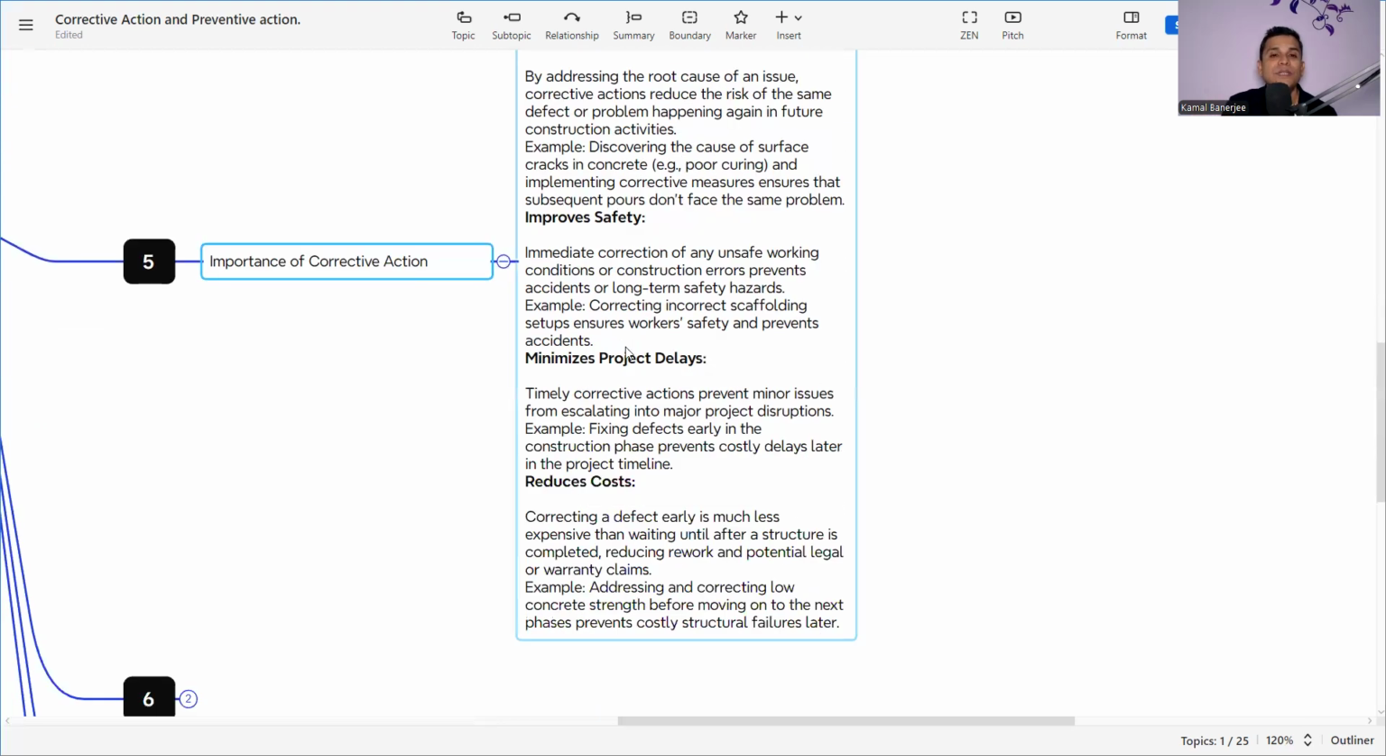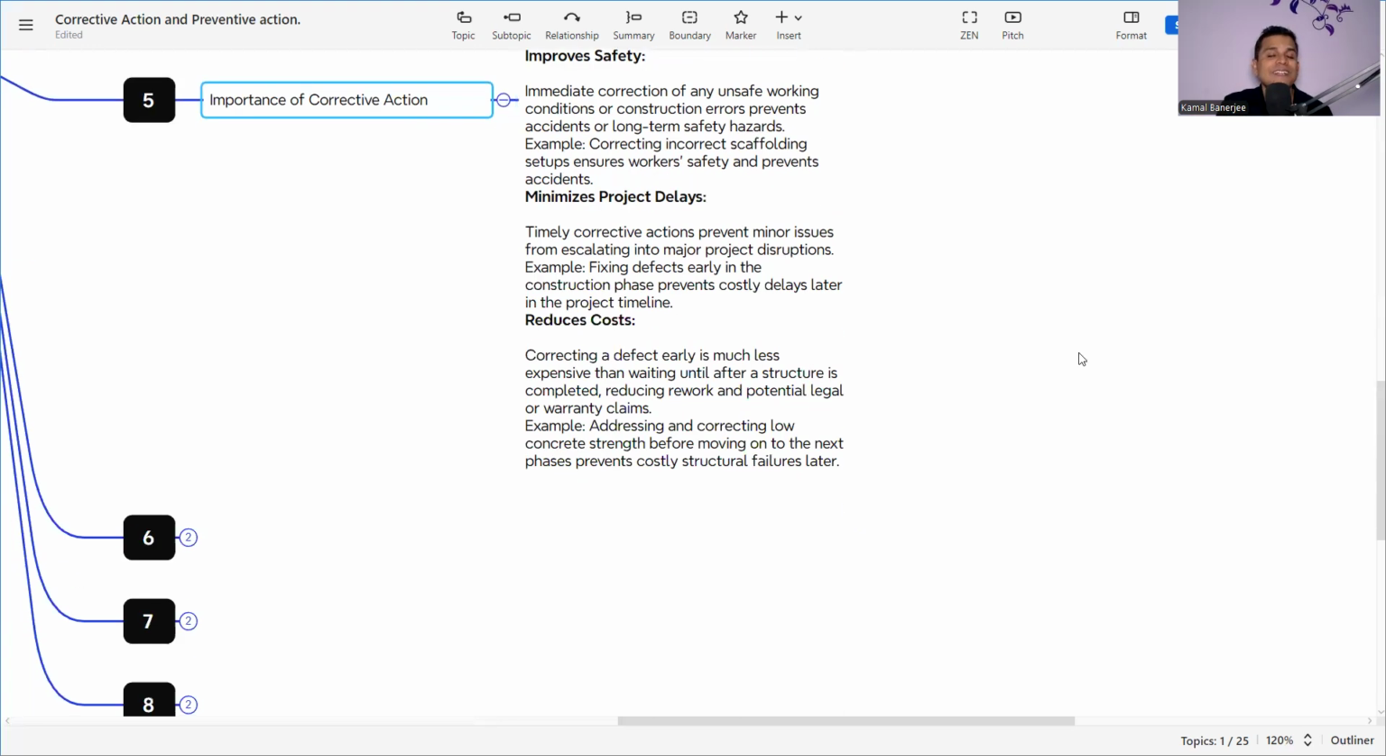Then it improves safety. Immediate corrective action on any unsafe working conditions or construction errors prevents accidents or long-term safety hazards. I can give an example: correcting incorrect scaffolding setups ensures worker safety and prevents accidents.